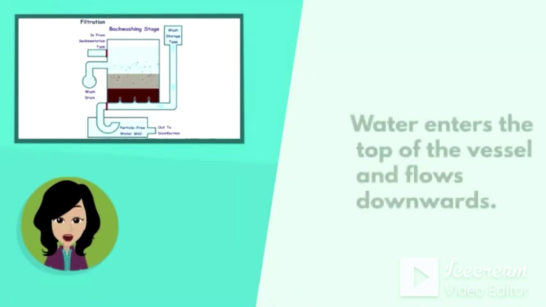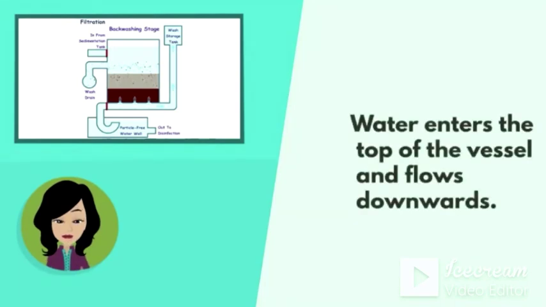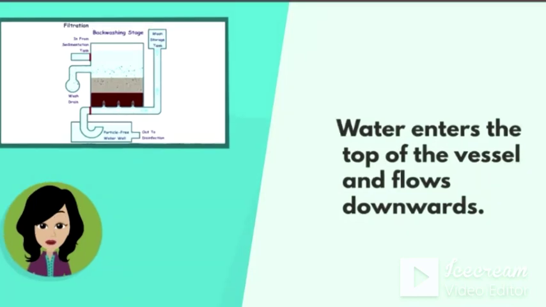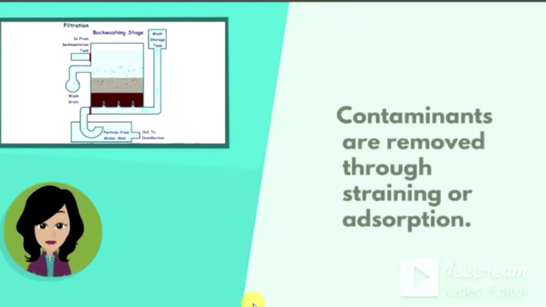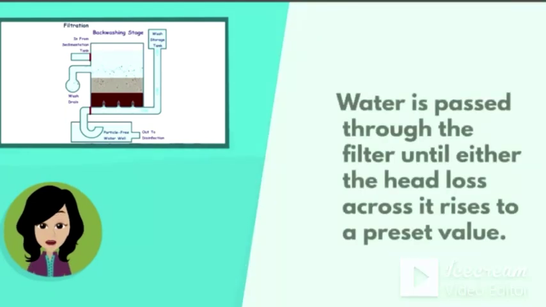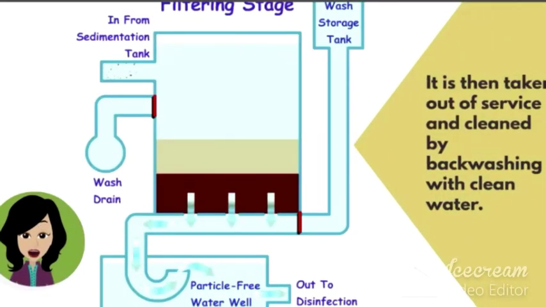Water enters the top of the vessels and flows downwards through the bed of media and leaves through a collector system at the bottom. Contaminants are removed through straining or adsorption depending on the chosen media. Water is passed through the filter until the head loss across it rises to a preset value. It is then taken out of service and cleaned by backwashing with clean water.